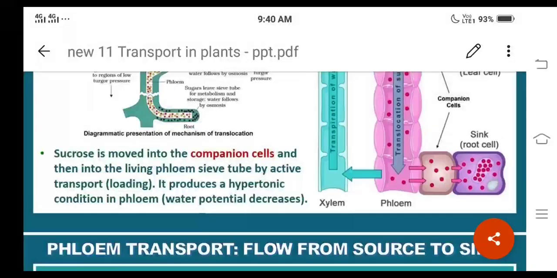Why? Because the sugars or the sucrose are just like a solute, and they are added into the phloem tissue. Because of this, the water potential in the phloem decreases because of the addition of the sucrose. Then there should be an increase in the solute potential. Solute potential value will be increased, whereas the water potential value will be decreased.